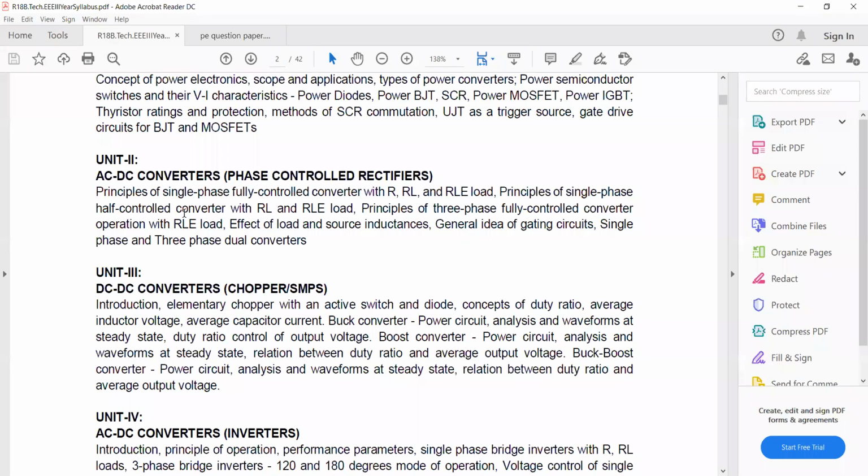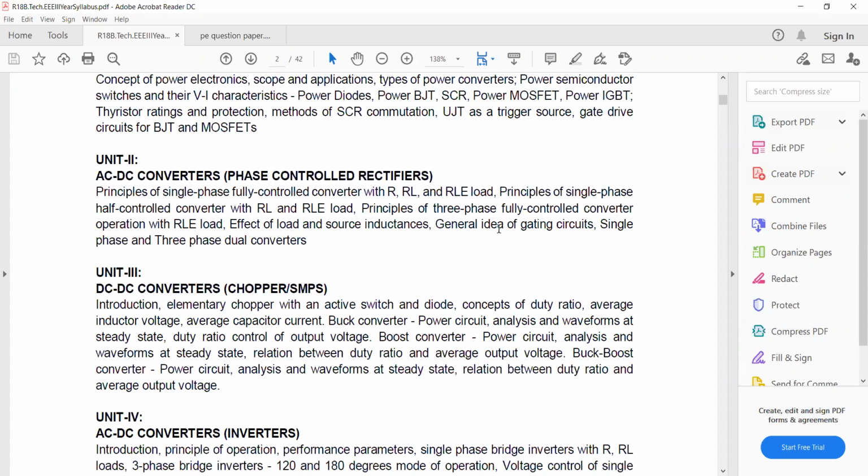Half control. See, a half wave converter means only one SCR. That circuit we are not using practically. Half wave is different. Half control: anyone tell me another name for the half control converter? You can put it in the chat box also. With 2 SCRs and 2 diodes, it is a semi converter. It provides speed control only in one direction. The fully controlled converter works in 2 directions. And the principle of the 3-phase fully controlled converter, the RLE load, that is what we have taken. Effect of load and source, that has the same problem.